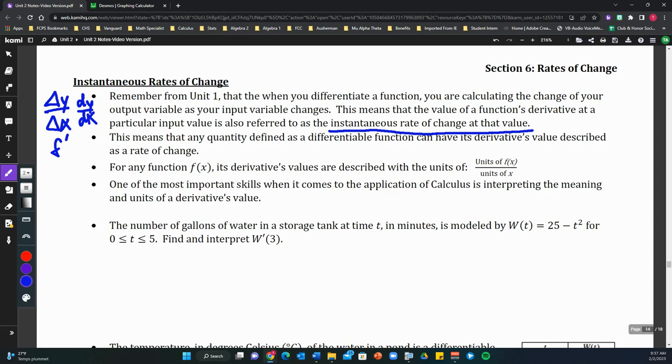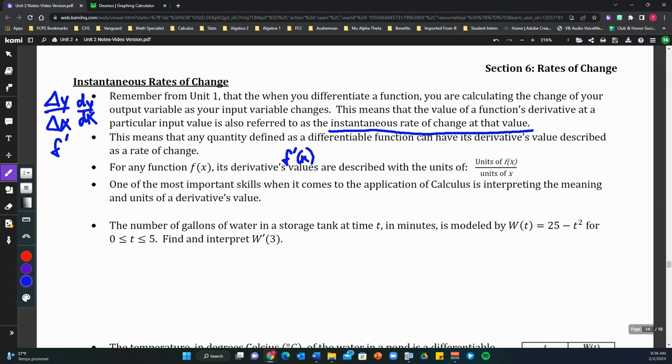We look at a lot of different scenarios in this section. But for all of these, when I have a quantity defined as a differentiable function, we're going to call it f of x, then its derivative's values, so f prime of x, those output values can be described with the units of this ratio. We take the units of f of x, the original function, divided by the units of x, and that is our output value for the derivative function.